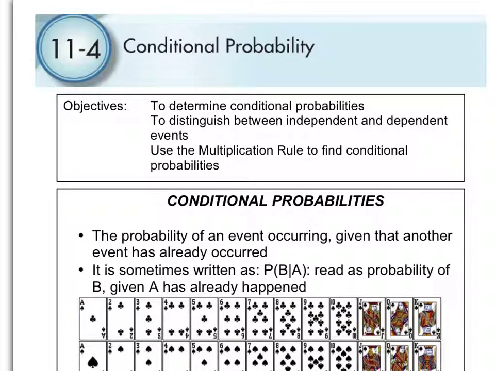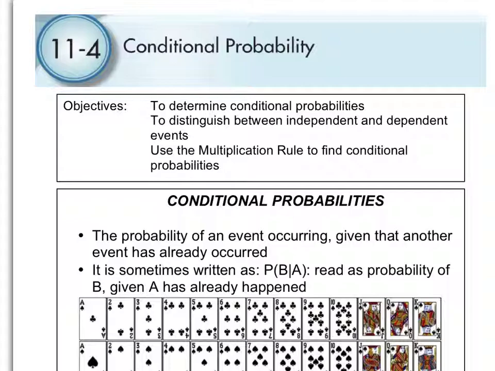Okay, this is section 11.4 again. Sometimes you'll see it written down as 3.2. We're going to talk about actual conditional probability in this section. Okay, we've got some objectives here. We're going to determine the conditional probabilities. We're going to distinguish between independent and dependent events. And we're going to use the multiplication rule to find conditional probabilities.